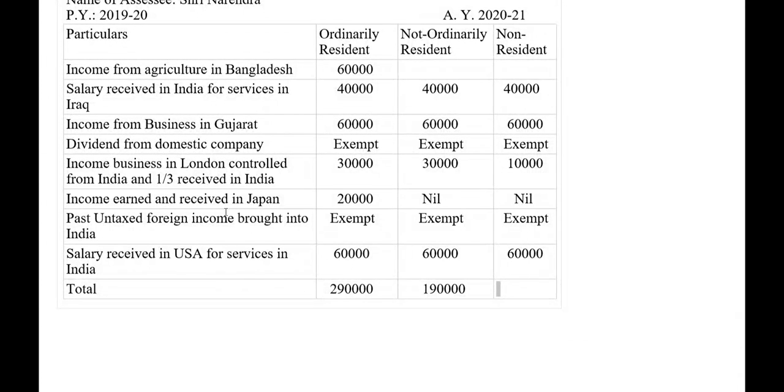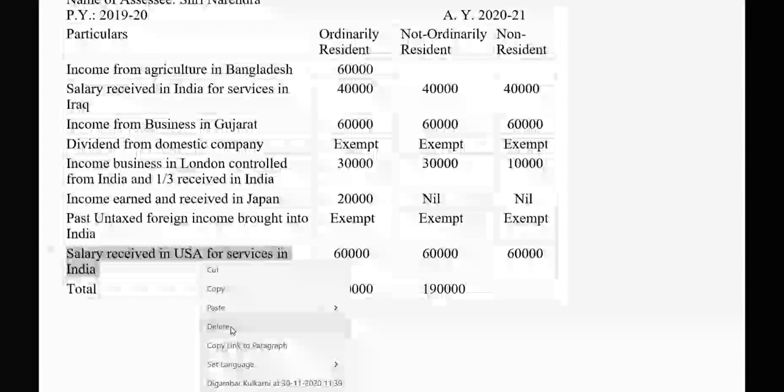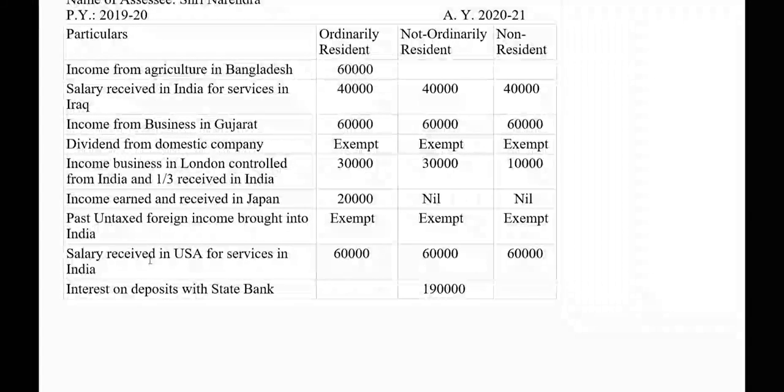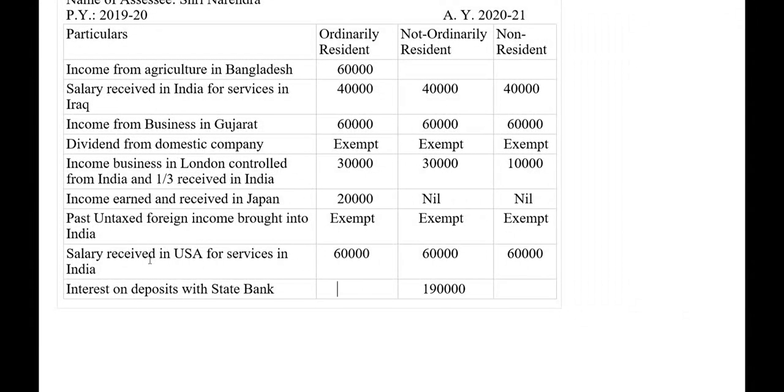Here we have missed one thing: interest on deposits with State Bank. It is 20,000, Indian income, so taxable in all three cases. So 20,000.